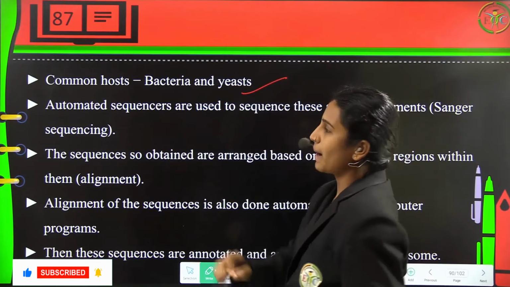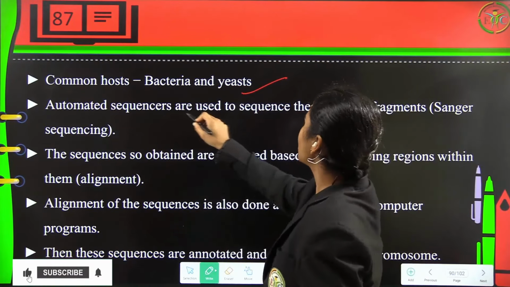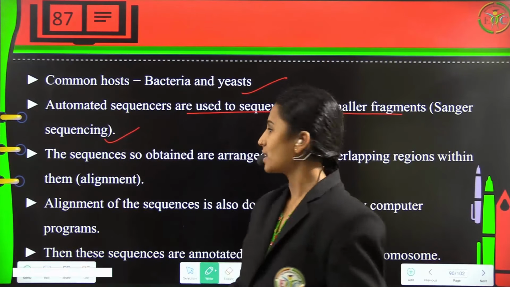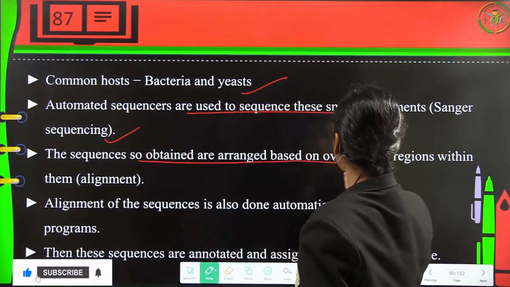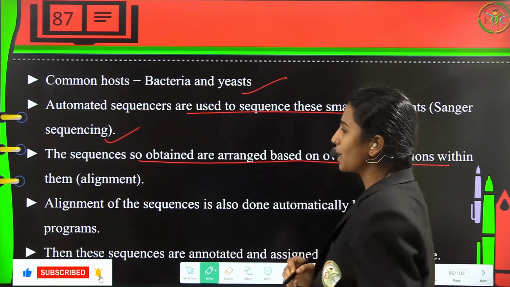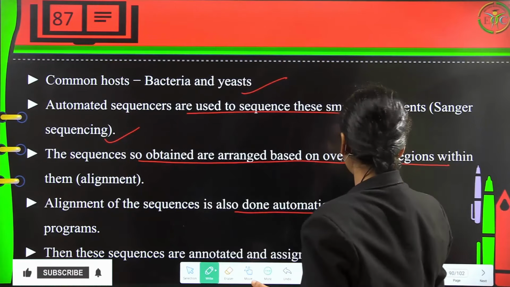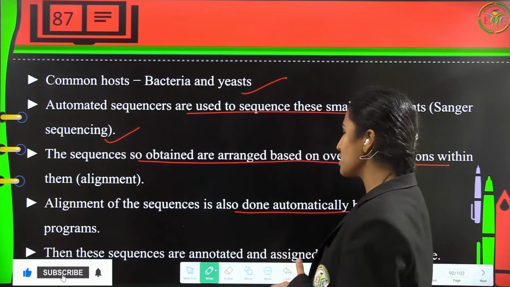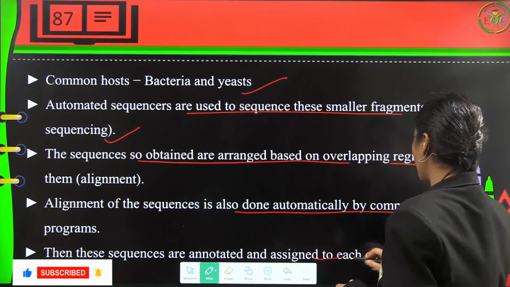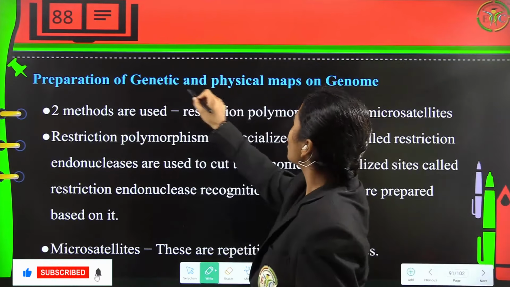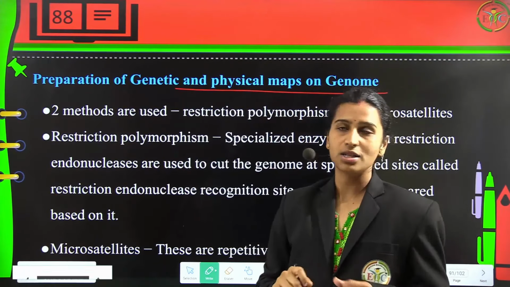Now common hosts are bacteria and yeast. Automated sequencers are used to sequence the smaller fragments, which is the Sanger sequencing, and then the sequences so obtained are arranged based on the overlapping regions, which is the alignment. Alignment of sequences is also done automatically by computer programs, and then these sequences are annotated and assigned to each chromosome.